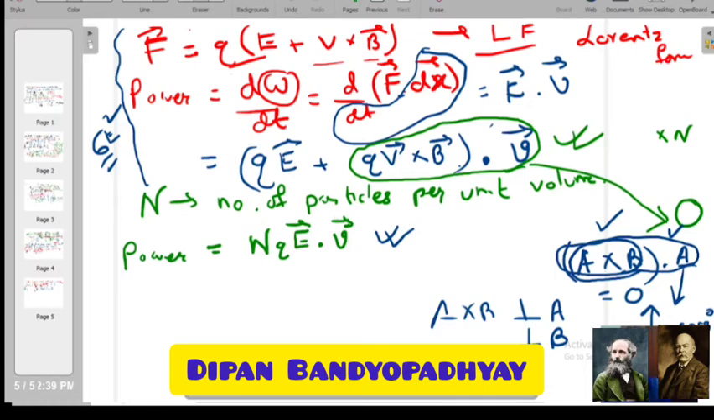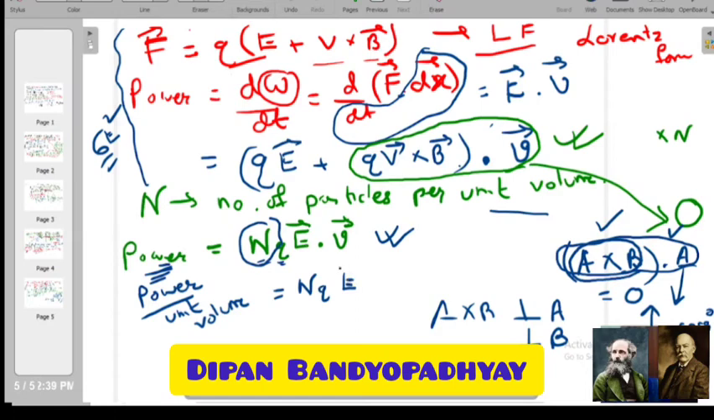Of course q is constant, so I have taken the q outside, and these are constants. Since we have added an n here and we are taking n as per unit volume, this will now be power per unit volume. So power per unit volume will be nqE·v. This is what we have got.